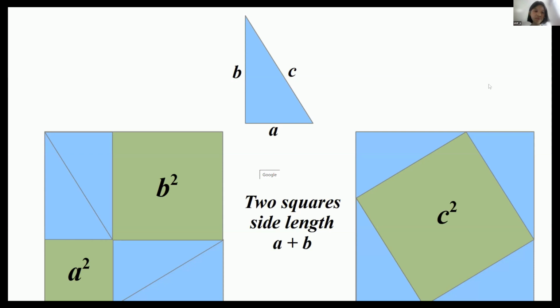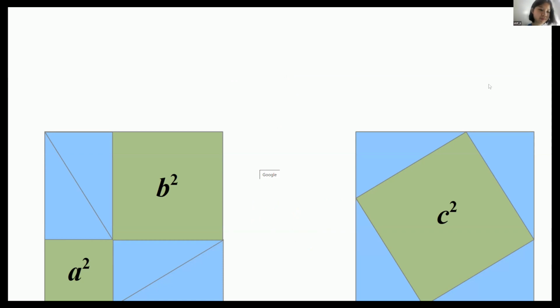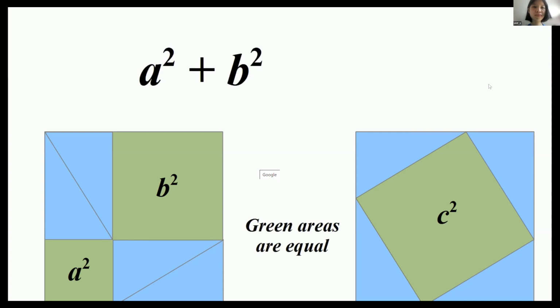Now comes the insight. We started out with 2 identical squares in which we placed 4 copies of the same triangle. So that means since the blue areas are equal and the original squares were equal, therefore the remaining green areas must be equal. And so what we have is A squared plus B squared on the left and C squared on the right. And therefore A squared plus B squared equals C squared.